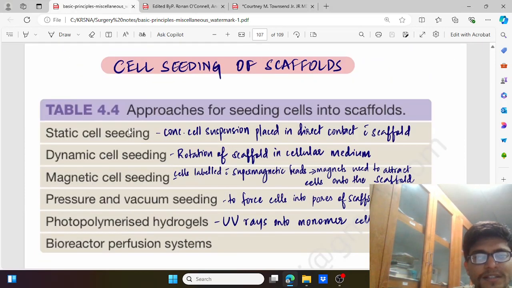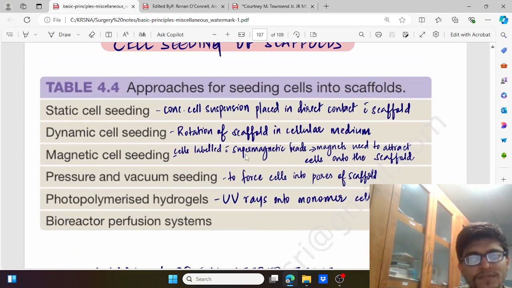So how do we seed the cells into the scaffold? That could be static cell seeding, where we give a concentrated cell suspension directly in contact with the scaffold. Then we have dynamic cell seeding, that is rotation of the scaffold in the cellular medium. Magnetic cell seeding, where the cells are labeled with superparamagnetic beads and magnets are used to attract cells into the scaffold. Pressure and vacuum seeding, to force cells into the pores of the scaffold. Photopolymerized hydrogel, where we use UV rays on the monomer and cell suspension. Bioreactor perfusion systems. These are some methods of cell seeding into the scaffold.